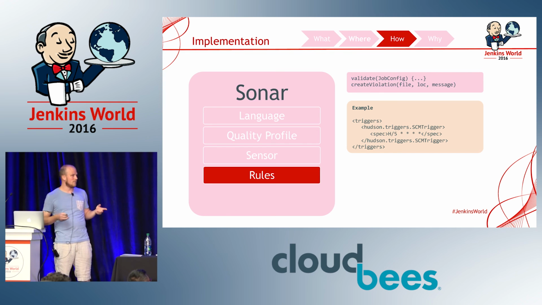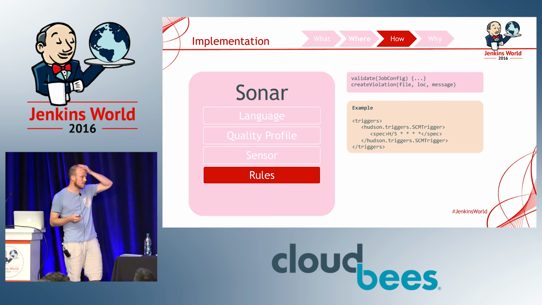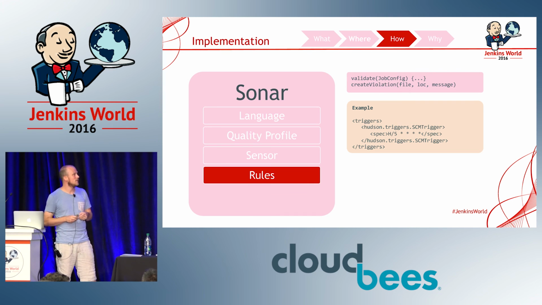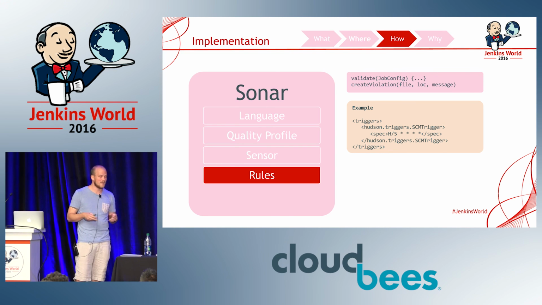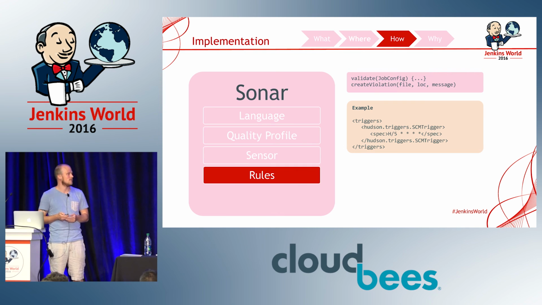Small example: imagine you have a freestyle job and you want to prevent polling. This example snippet here is part of your config.xml file. And in this rule, which should detect any polling job in your Jenkins instance, you basically override the validate method. You go to the parameter job config, get the config XML file, and then you parse it, and you can basically access all the tags of this config XML file. And then you can see, all right, there's an SCM trigger. It has some configuration. And at that moment, you know, all right, this job is polling. And then you can call this create violation method, for example.